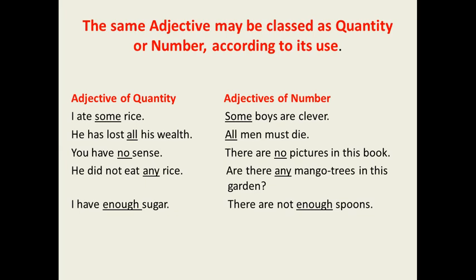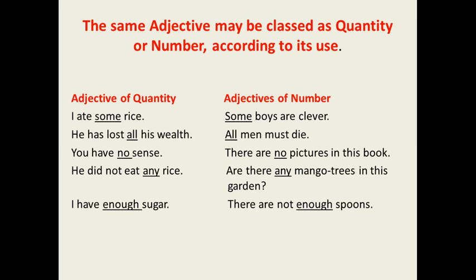Here it becomes number. He has lost all his wealth. This is quantity. All men must die. Here all has become number. You have no sense. Here it is quantity. There are no pictures in this book. No pictures. Here it is becoming the number.